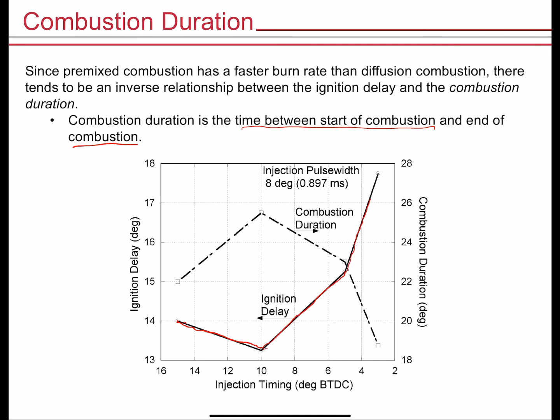And then that's as a function of the fuel injection timing, degrees before top dead center. And then we have over here this dash-dot, or long dash, short dash curve, which is our combustion duration. What you'll notice is that as we advance the injection timing, our ignition delay increases, but our combustion duration decreases. There's that inverse relationship.